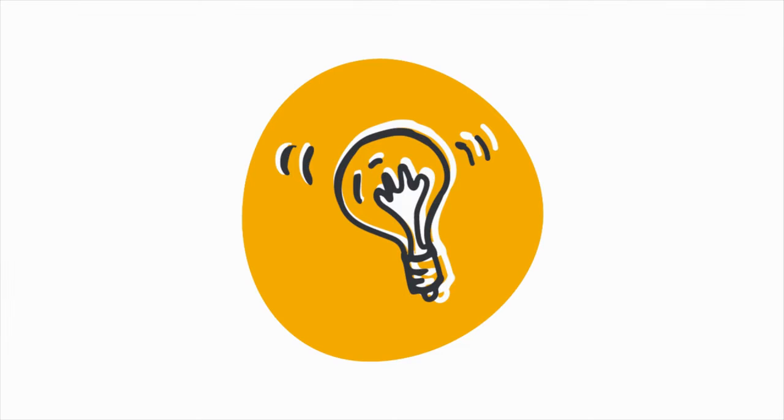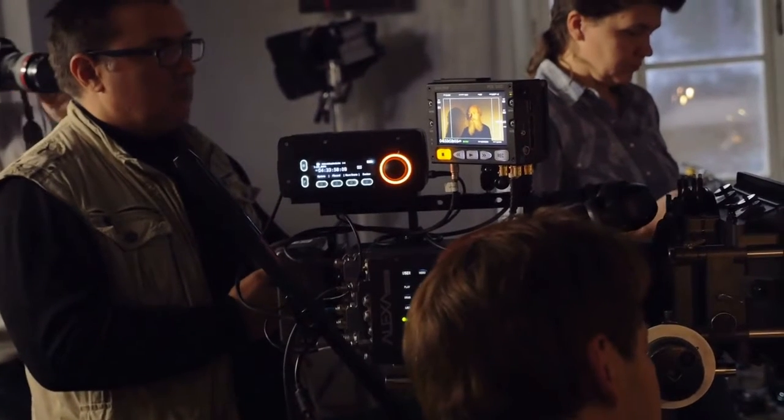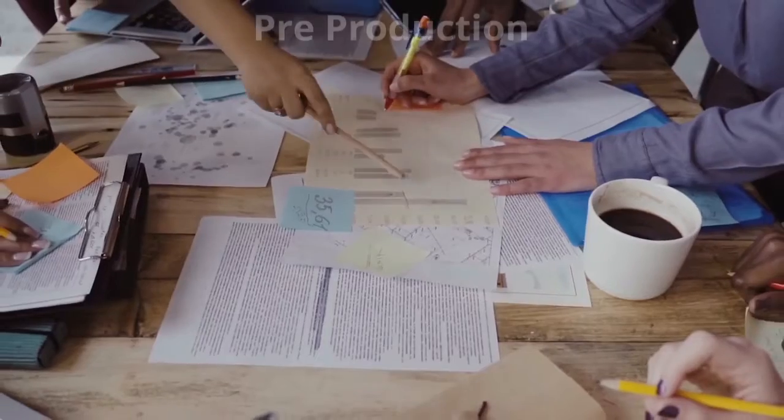Now we're going to move on to the main project, making your short film. Any film project, no matter how big or small, can be divided into 3 sections: pre-production, production, and post-production. Pre-production is where the planning happens.